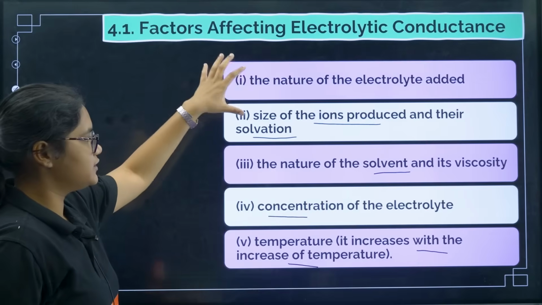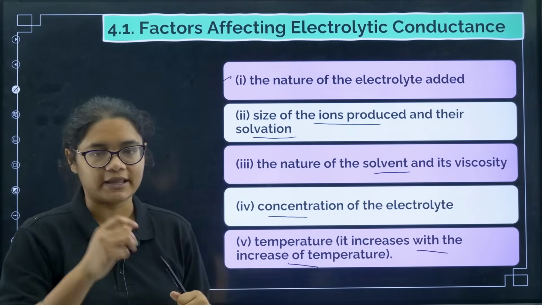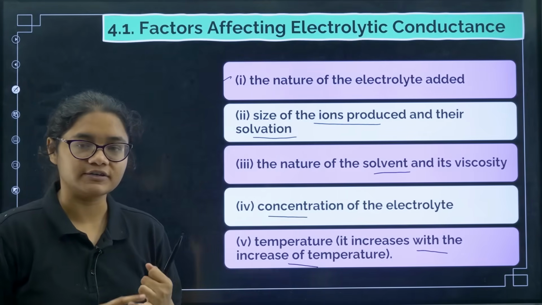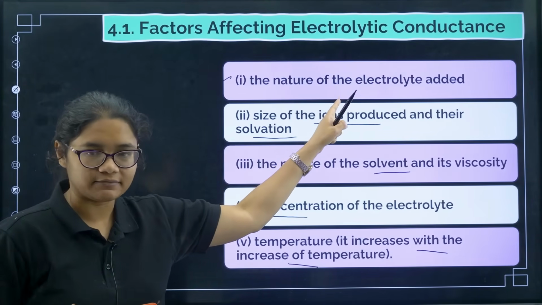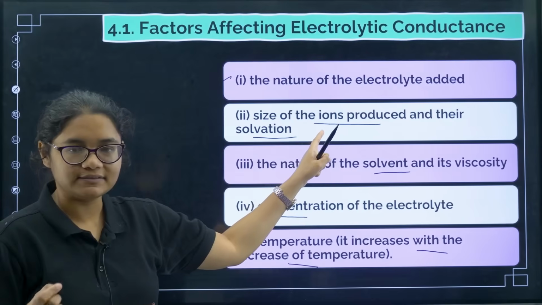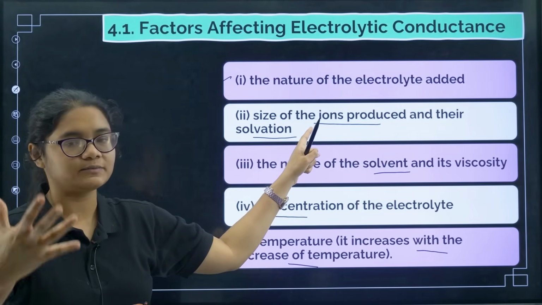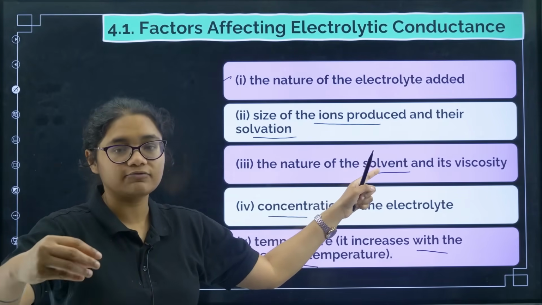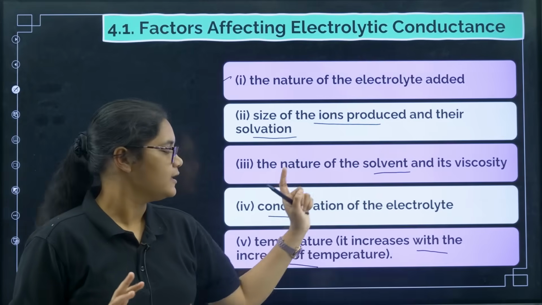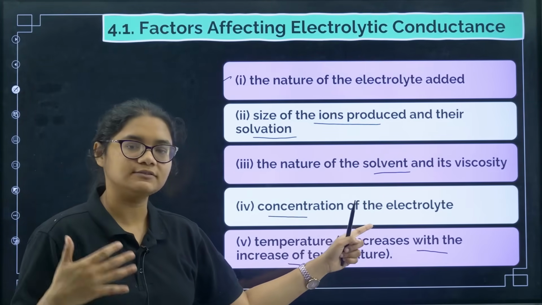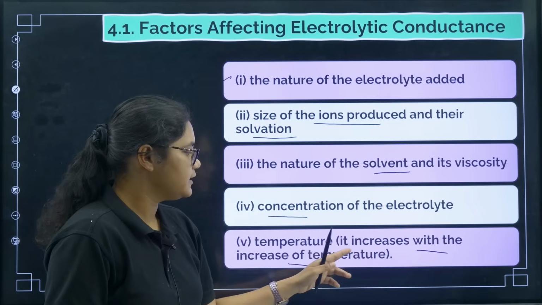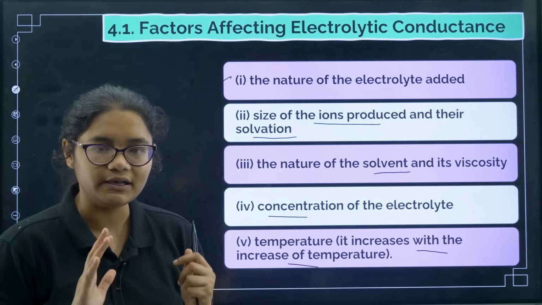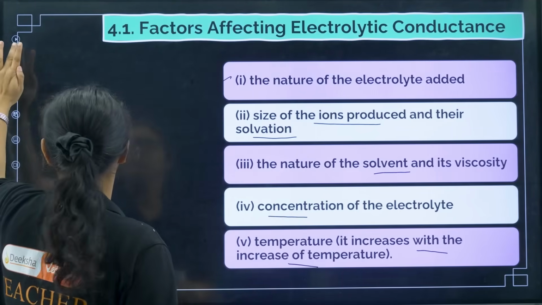Okay, this can be a very important question, like 4 options will be given, which is a factor that affects, which is not affecting, so you should be knowing. The first one, nature of the electrolyte, that means strong and weak electrolyte. Second one, size of the ions, bigger ions means less conductivity, small ions means more conductivity. Nature of the solvent, if the solvent is very viscous, the ions cannot flow, so that is why conductivity will decrease. Next, concentration of the electrolyte, more ions, more conductivity. Next, temperature, it increases with the increase in temperature. So if you increase the temperature, the ions can move faster and the conduction will increase. Okay, so these are the 5 factors that you should remember.